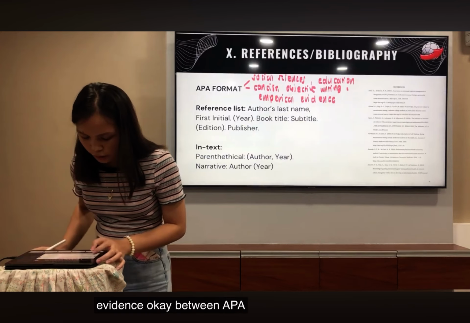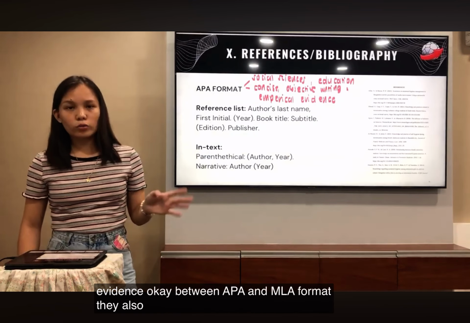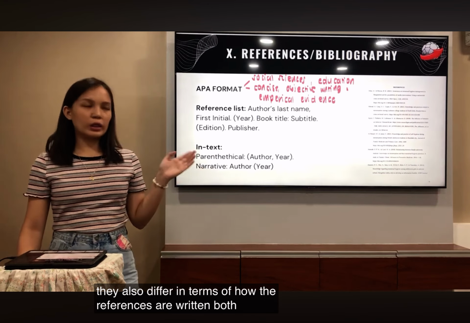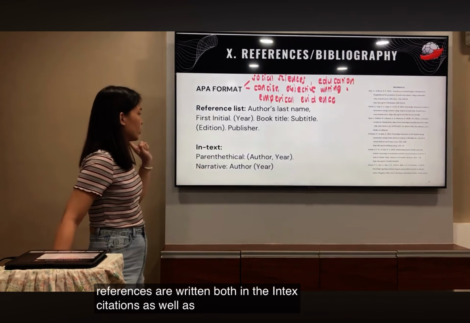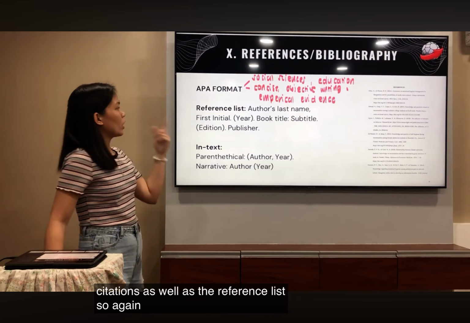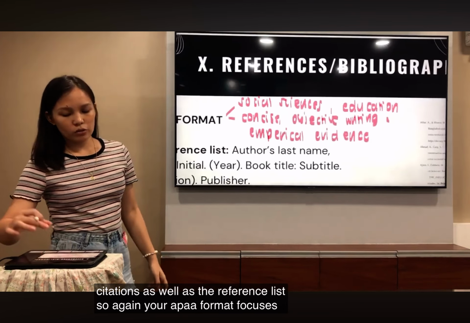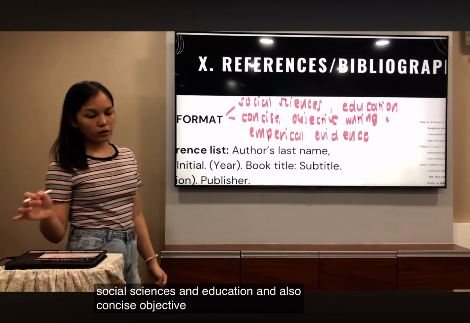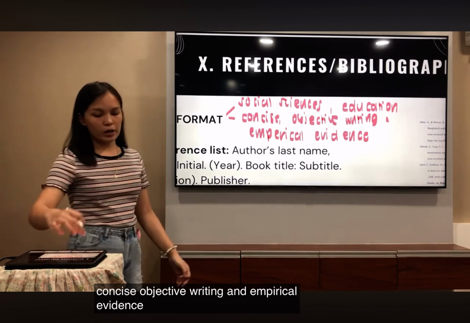Okay, between APA and MLA format, they also differ in terms of how the references are written, both in the in-text citations as well as in the reference list. So APA focuses on social sciences and education, and also concise, objective writing, and empirical evidence.